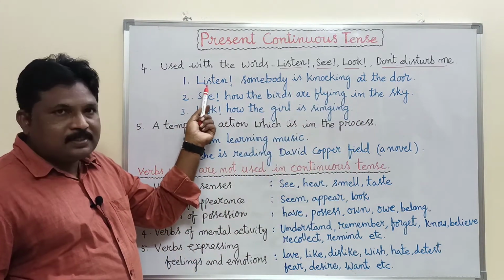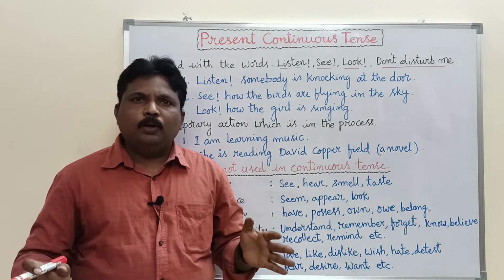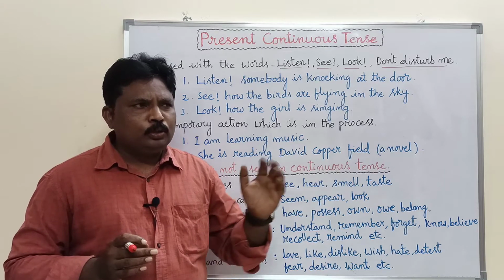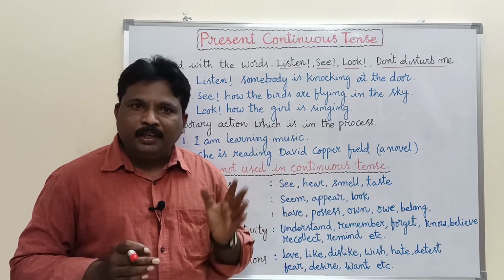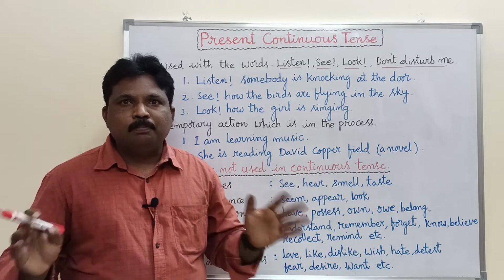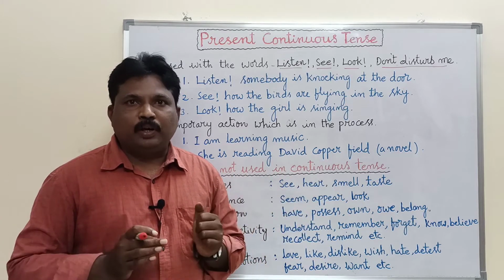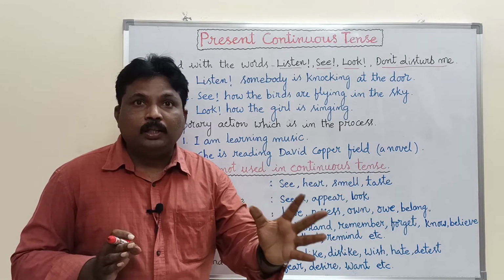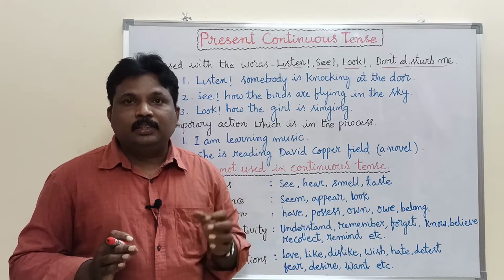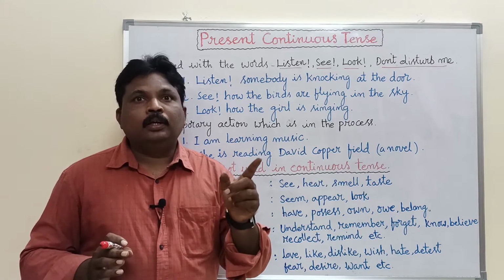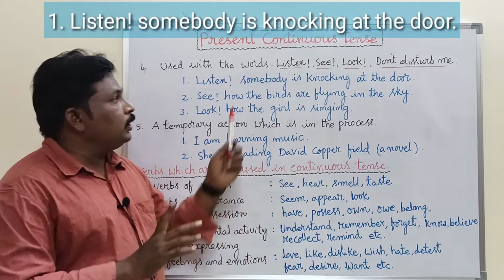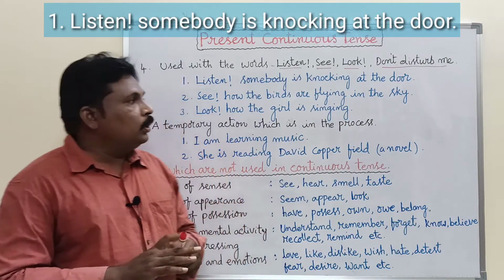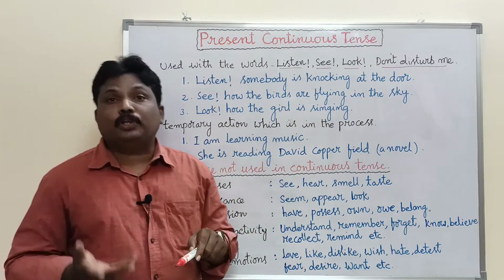For example, listen. For example, in a house, two children are there. It is night time. So one of the girls is reading something, another girl is simply sitting on a sofa. So she listens to something. So that is why, in order to draw the attention of her sister, this girl says, listen. Then she pays attention. Somebody is knocking at the door. So this is how a sentence is used in present continuous tense.